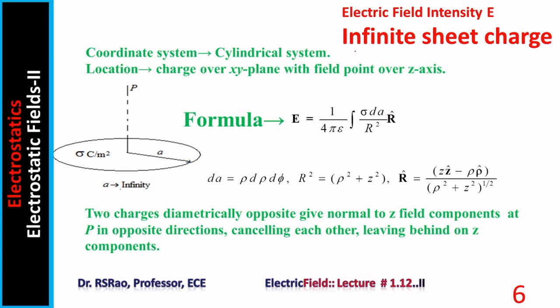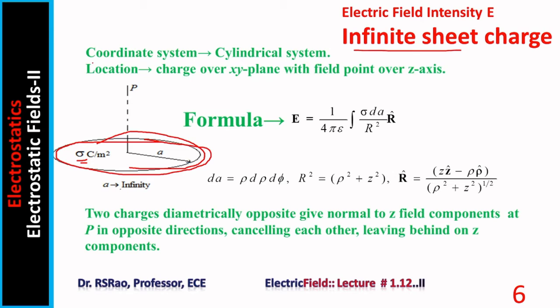We consider another charge distribution, that is infinite sheet charge. Here is shown infinite sheet charge. One can understand infinite sheet charge comes into picture when we make the radius of a finite circular charge tending to infinity. We consider a circular charge. This is circular charge. It is a sheet charge, circular sheet charge. Radius A. If A tends to infinity, this finite sheet charge becomes infinite sheet charge. It is given that sigma is charge density, coulombs per meter square.